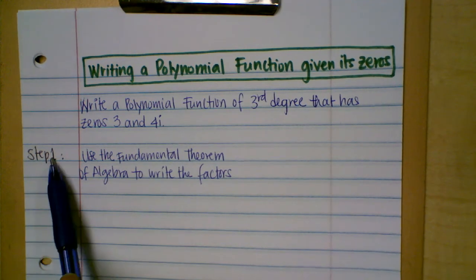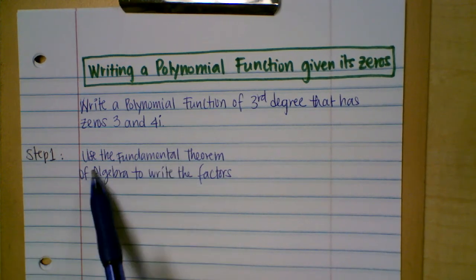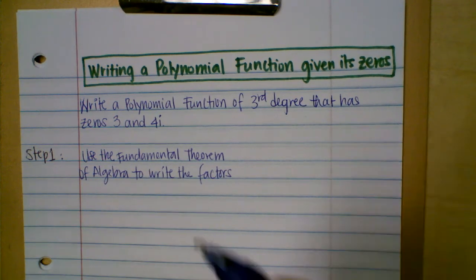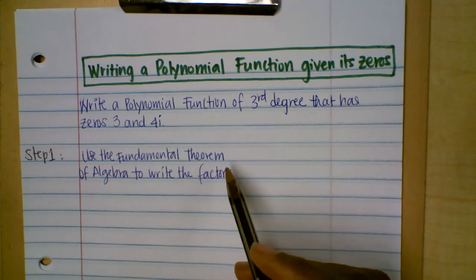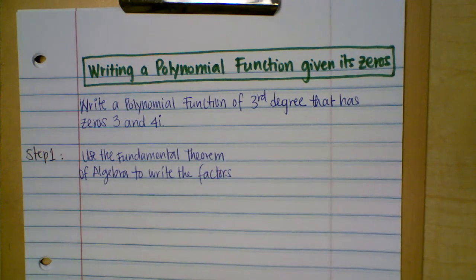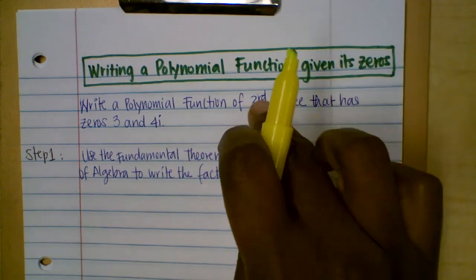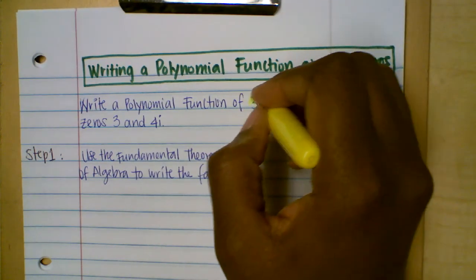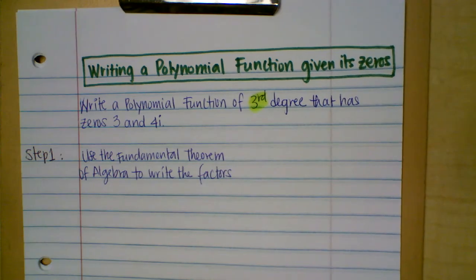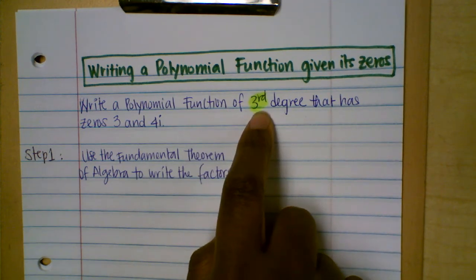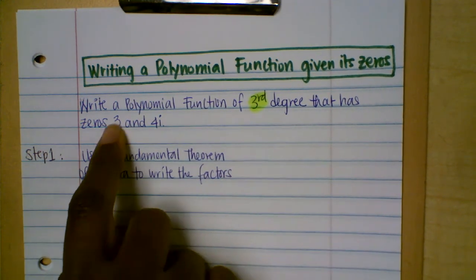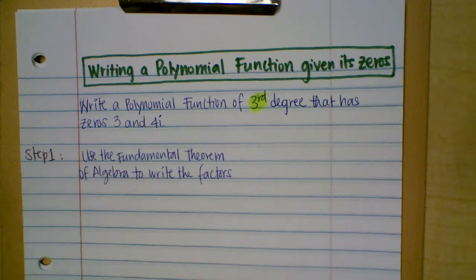First, step one, you want to use the fundamental theorem of algebra to write the factors. What does it look like? Remember, the fundamental theorem of algebra states that the degree represents the number of solutions. So this polynomial function is third degree, which means its zeros or solutions must also number 3.